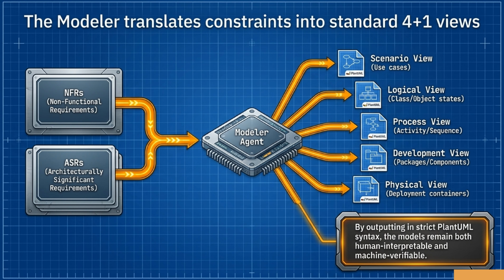Let's zoom in on the modeler agent for a moment. This agent translates non-functional and architecturally significant requirements directly into standard 4+1 views. This includes the scenario view for use cases, logical view for object states, process view, development view, and physical view for deployment containers. By outputting everything in strict PlantUML syntax, the generated models remain both easily human interpretable and rigorously machine verifiable.